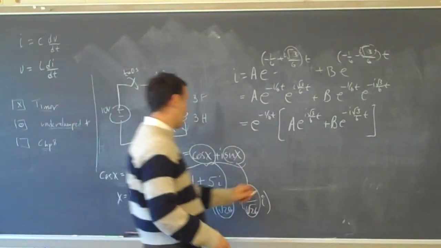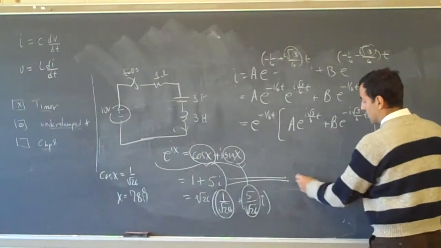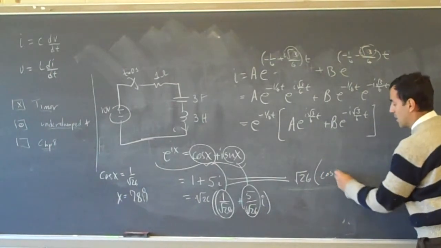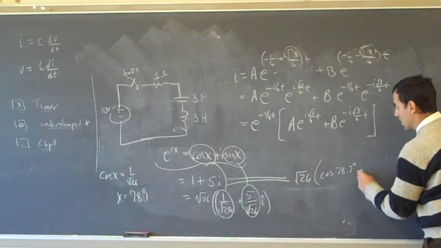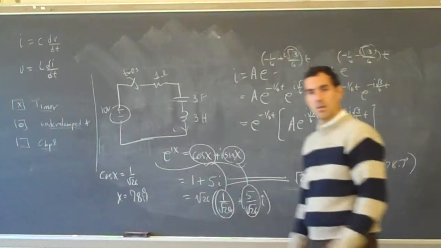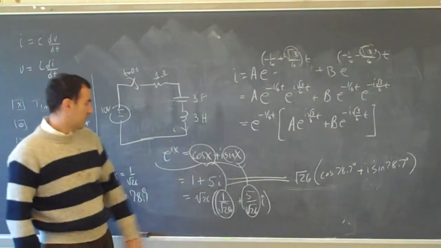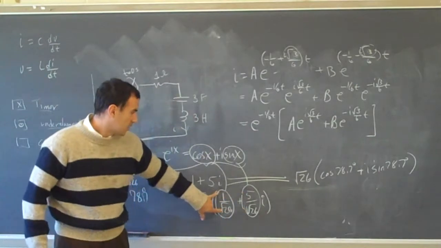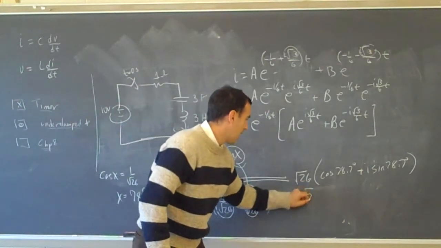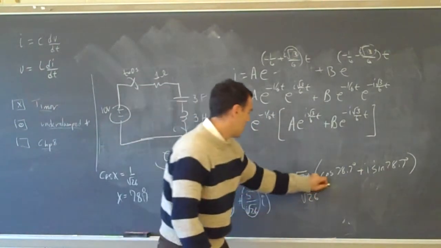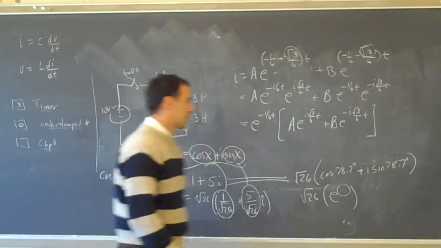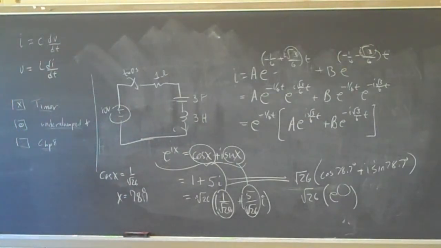So I can write the number 1 plus 5i as the square root of 26 times cosine of 78.7 degrees plus i sine 78.7 degrees. So I first wrote it this way. Now I took this and I'm trying to make it look like this equation here so that I can write it as the square root of 26 times e to the something. What should that something be to make that work out?